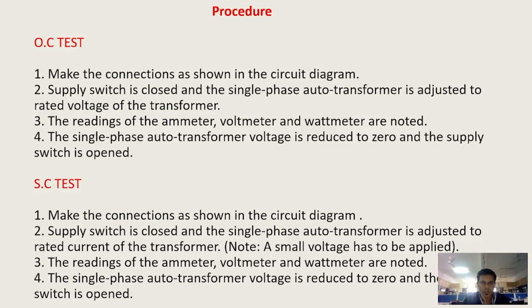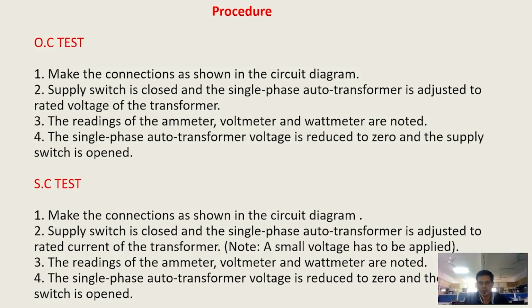So this is the procedure. In the open circuit test we have to make the connections as per the given circuit diagram, then close the switch where the auto transformer is, and adjust to the rated voltage of the transformer using the auto transformer. Then take down the readings of the ammeter, voltmeter, and wattmeter. Then we have to bring the auto transformer back to zero voltage. Then the switches should be kept open.